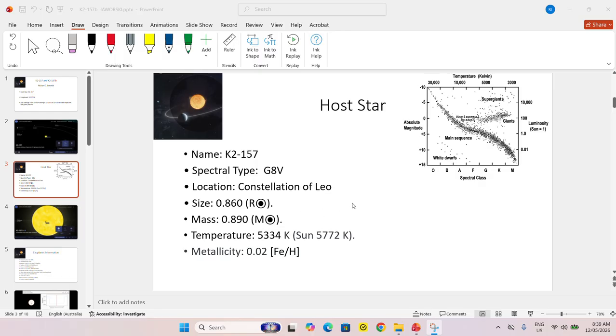So what do we know about the host star? The host star, K2-157, as I've said, is a G8V star. It's located in the constellation of Leo. Its size is 0.860 the radius of the Sun, and the mass is 0.890 the mass of the Sun. The temperature is 5334 Kelvin, and in comparison, the Sun is 5772 Kelvin. The metallicity is 0.02.